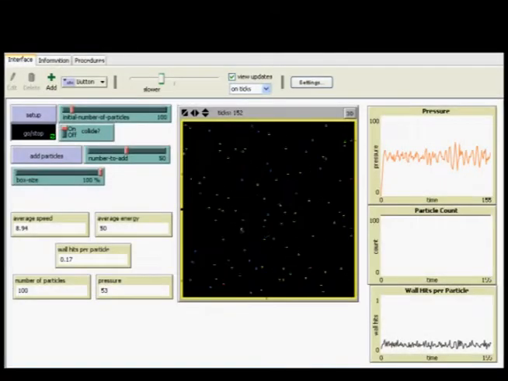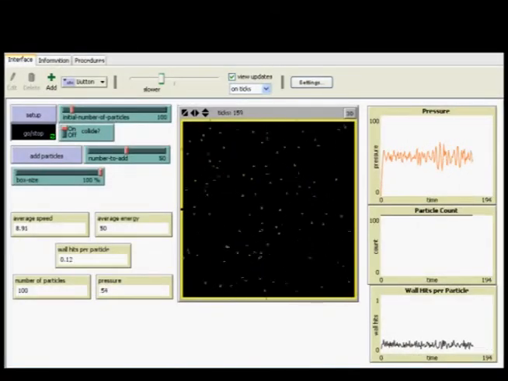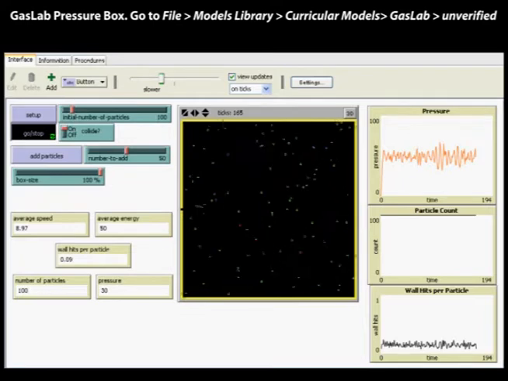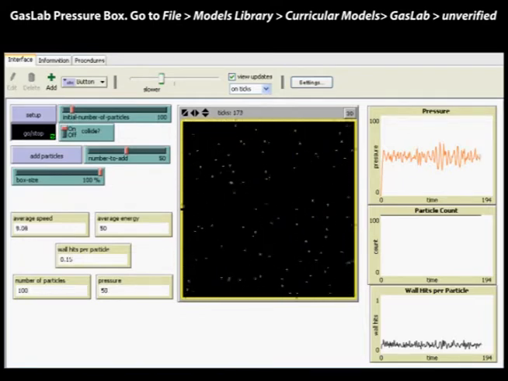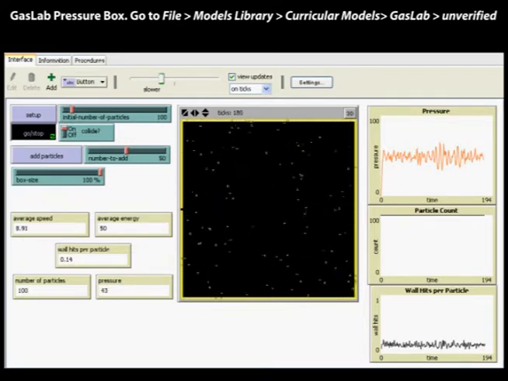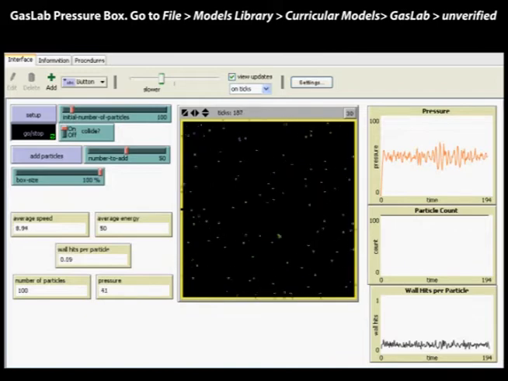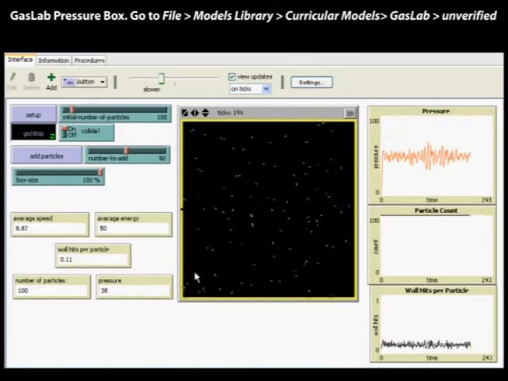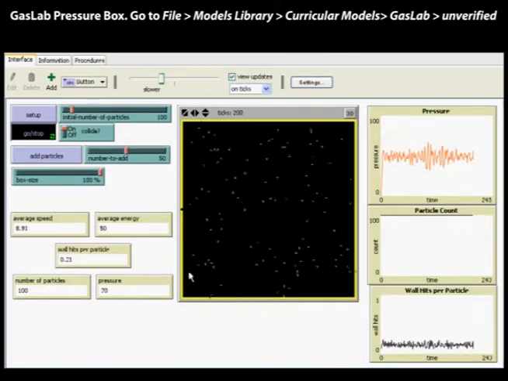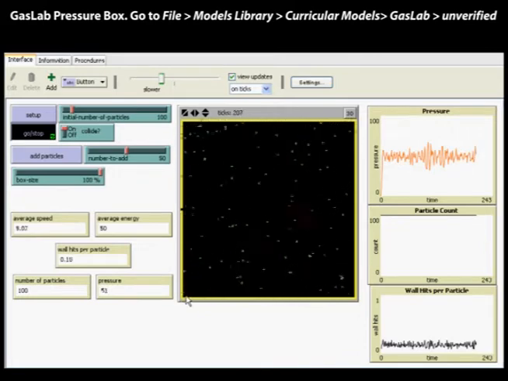We'll first look at the effective number of particles. For this, we're going to use a model known as Gas Lab Pressure Box. It's found under the curricular models in the models library. Gas Lab Pressure Box has many of the same features as free gas, except molecules can now impart momentum to a wall, outlined here in yellow.